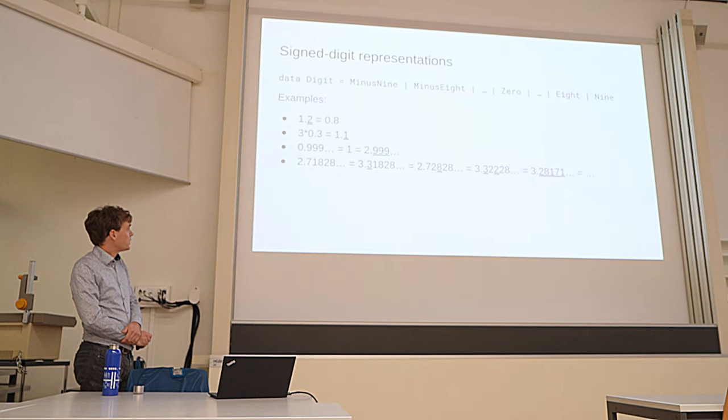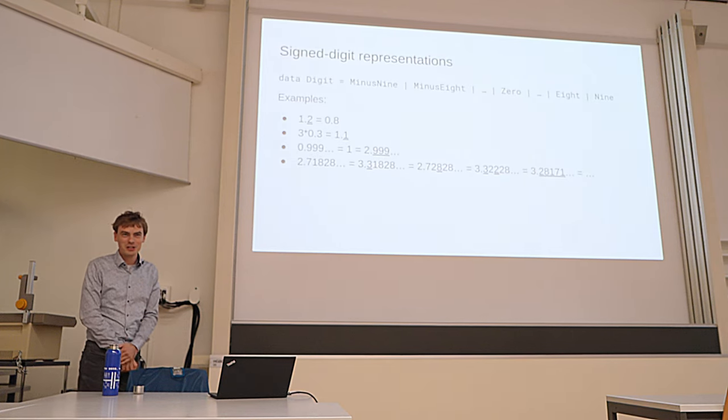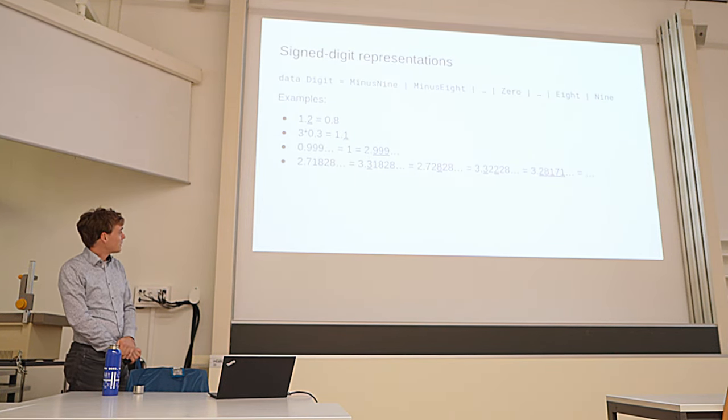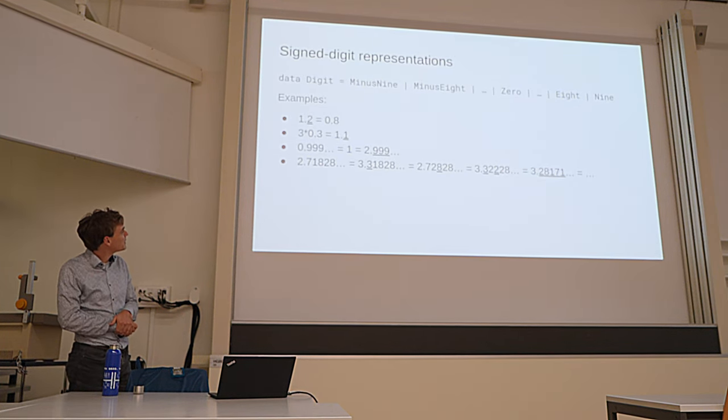So the usual situation: if anybody disagrees with me on this, I'm not going to discuss it. 0.9 repeated is 1. There are more videos on YouTube on that topic. But similarly, now we have a second representation for the number 1, which is 2 dot -9 repeated.